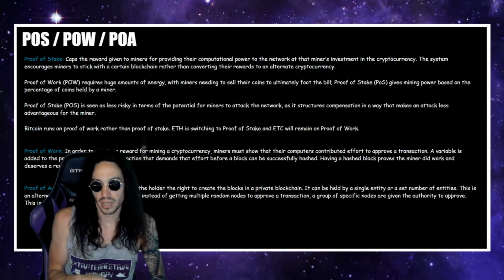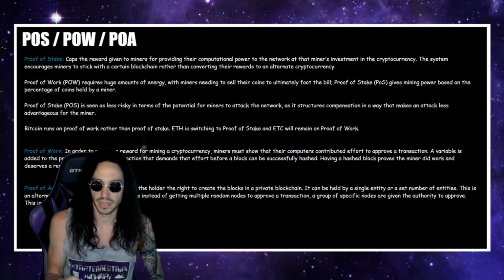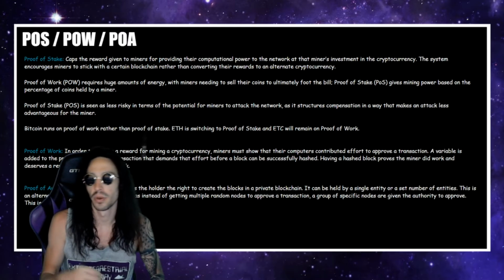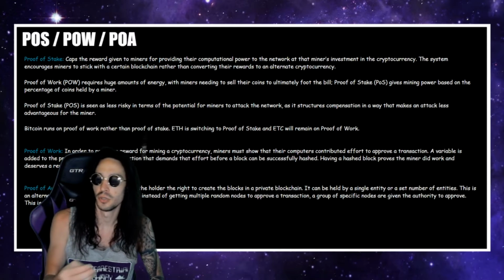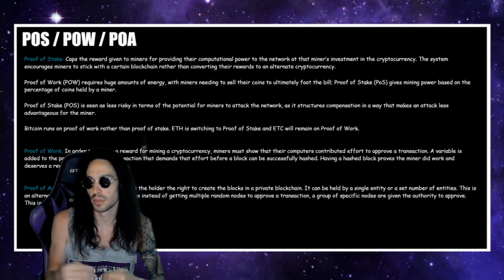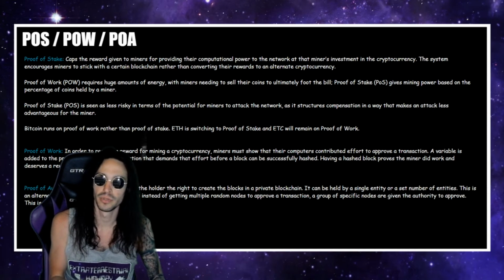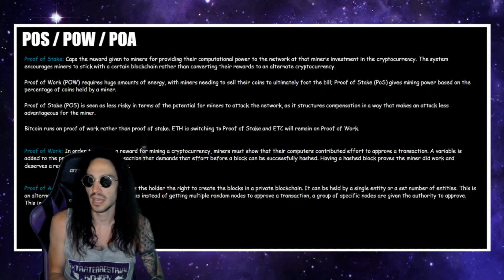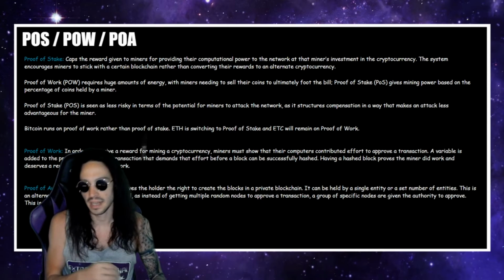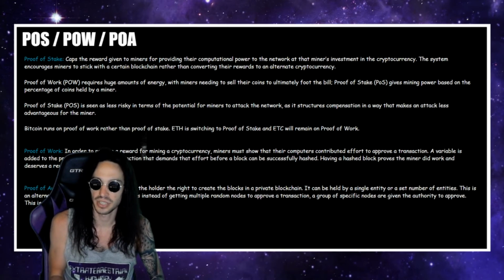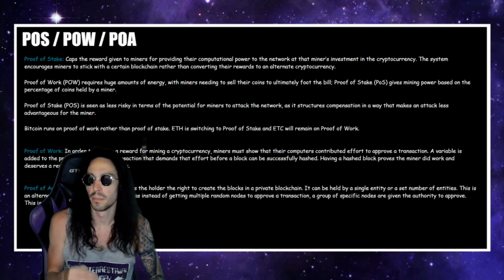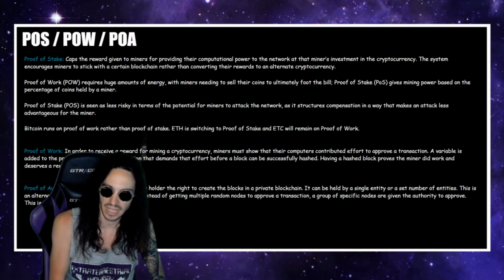Proof of work is a little bit different. In order to receive a reward for mining the crypto, you must show that your computer contributed effort to approve a transaction. A variable is added to the process of hashing a transaction that demands that effort before a block can be successfully hashed.